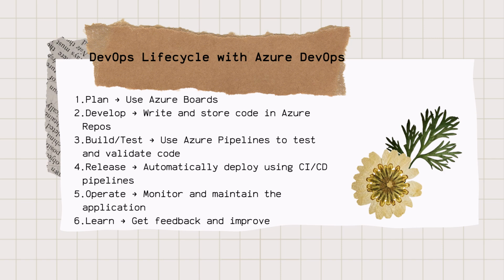And here is the complete life cycle. First is plan. We use Azure Boards for planning, and we write and store our code in the repository. After writing the code into the repository, we test whether the code is working properly or not using Azure Pipelines, and we validate the code. Once it is done, we use one more service called Release, to automatically deploy using continuous integration and deployment. And then we use the Operate stage to monitor and maintain the application, and then we get feedback from the customers and we improve it. That's the complete life cycle of Azure DevOps.